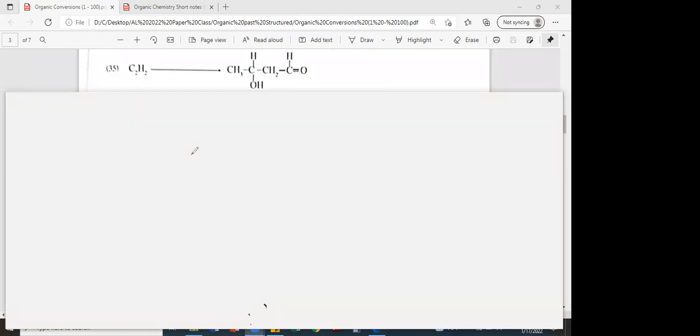Right. 35 also you can do in two steps. Yeah, very good. Pramodi, PCC. No. Mercury sulfate, H2SO4, PCC. Now, Pramodi, I think something is wrong. Vinhara, correct. Very good.